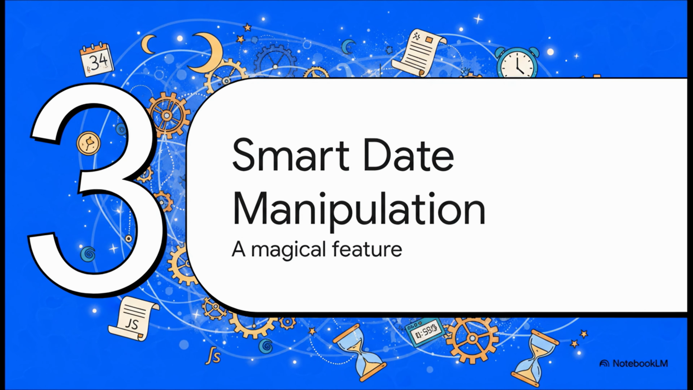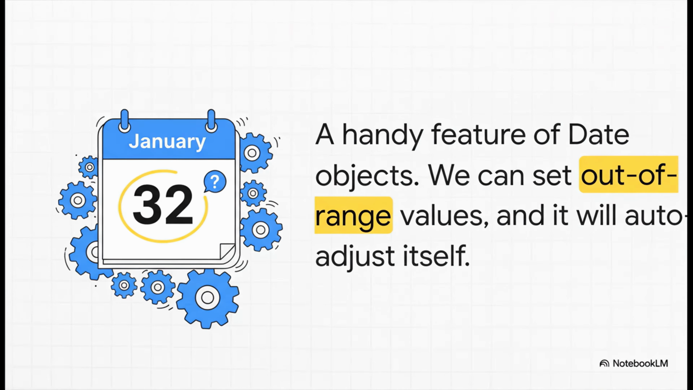Alright, now for my favorite part. Let's talk about one of the most powerful and, honestly, kind of magical features of the date object. It's a feature called auto correction. And what it means is that if you give the date object a value that seems impossible, it doesn't crash, it doesn't throw an error, it just figures it out.